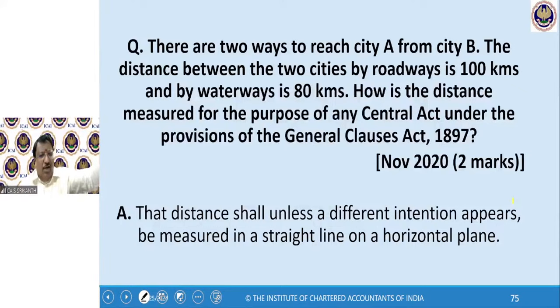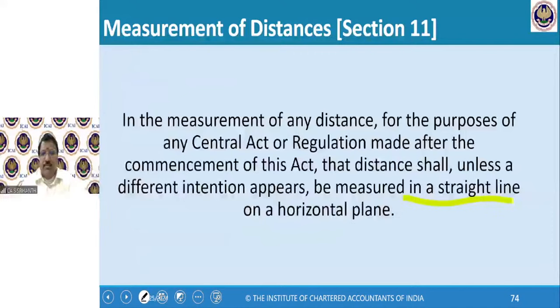The Income Tax Act uses the words as the crow flies. So there, General Clauses Act won't appear. It will be as the crow flies. How the crow will fly, I don't know. Again, the crow will fly in a straight line. That is the assumption.